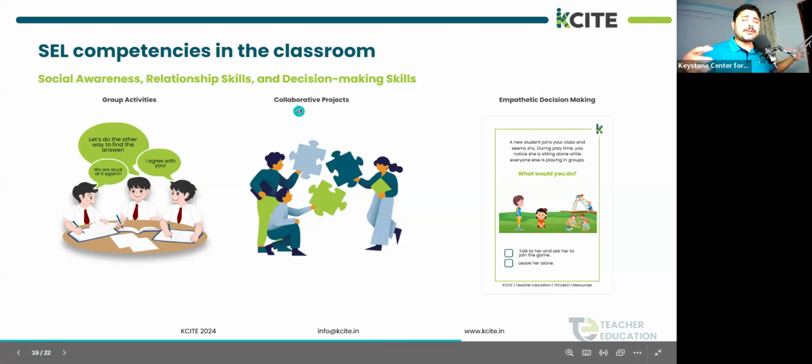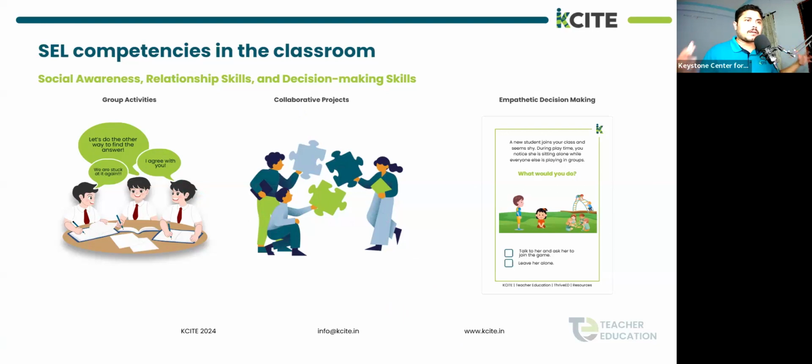The second thing is, you need to conduct many collaborative projects where they share their knowledge with each other and learn from others' perspectives and other opinions, and you can also be part of the group where you share your knowledge as an expert. And the third one, how you build that empathy and decision making.